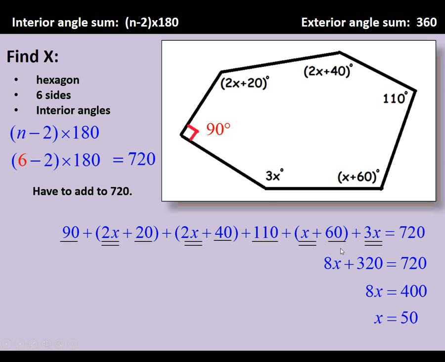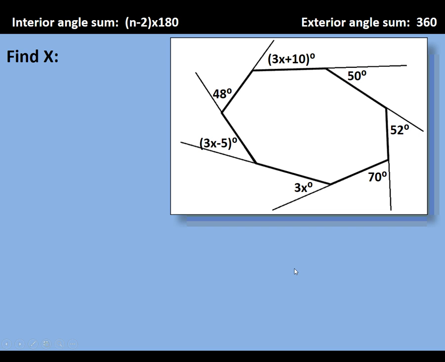Let's try another one, but this time we're looking at exterior angles. Since we're looking at exterior angles, that actually makes the problem easier because we don't need a formula to figure out what they add up to. These angles are automatically going to add to 360.